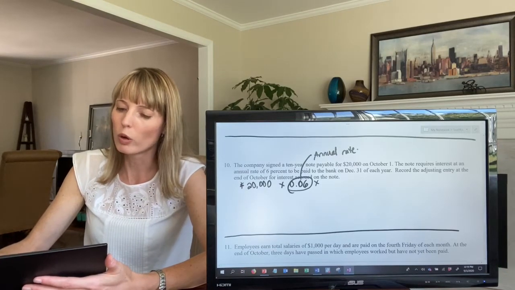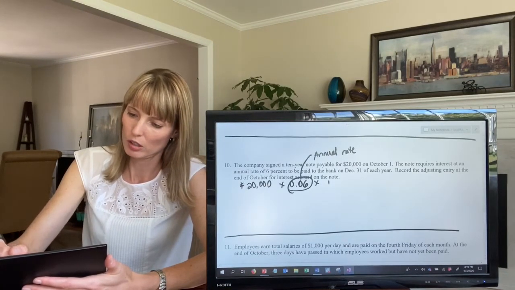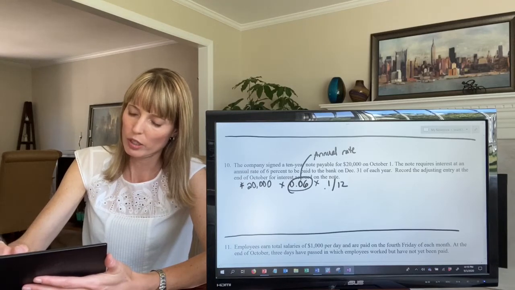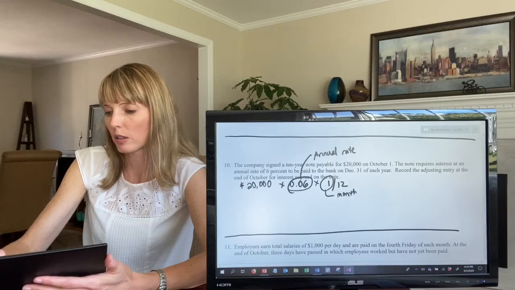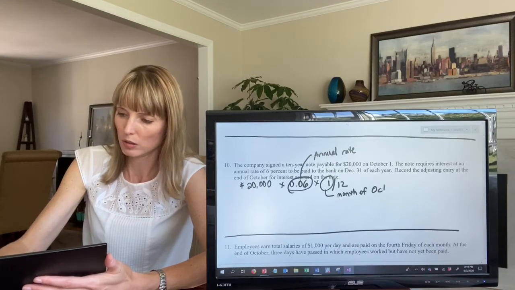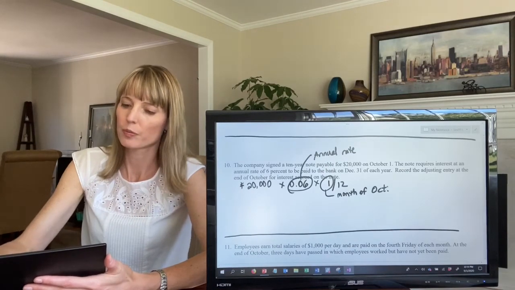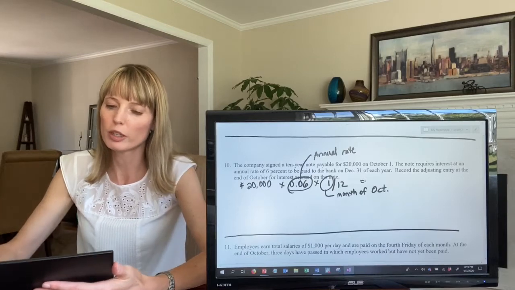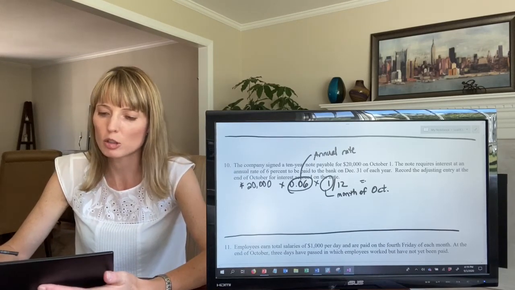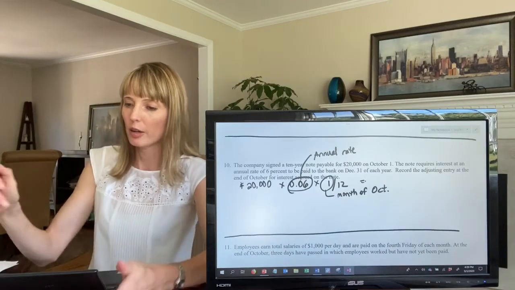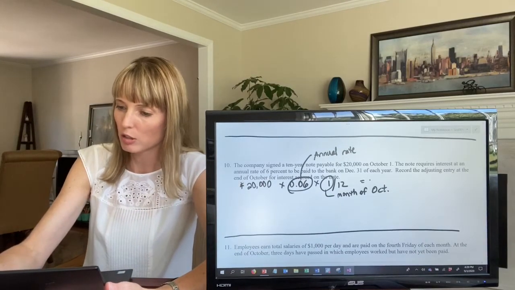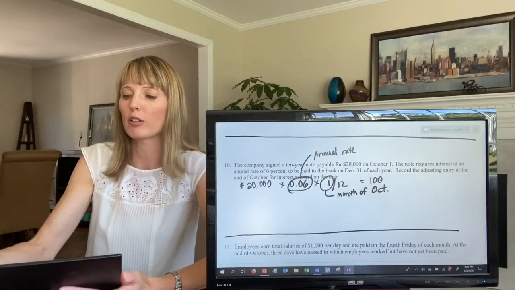We want 1 month's worth. We are accounting for just the month of October. So we need to multiply 20,000 times 6% and then divide that by 12. And our interest expense is $100 for the month of October.